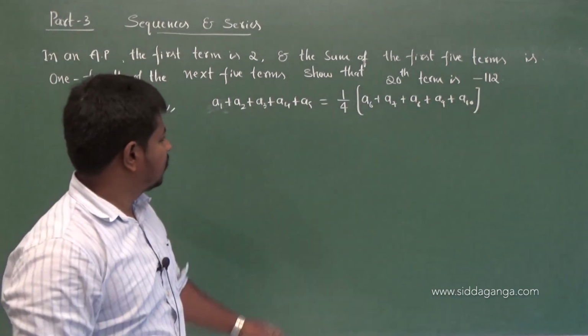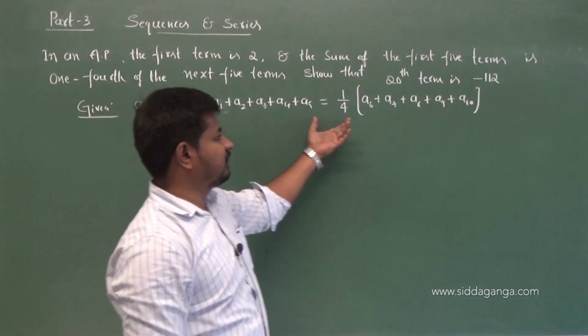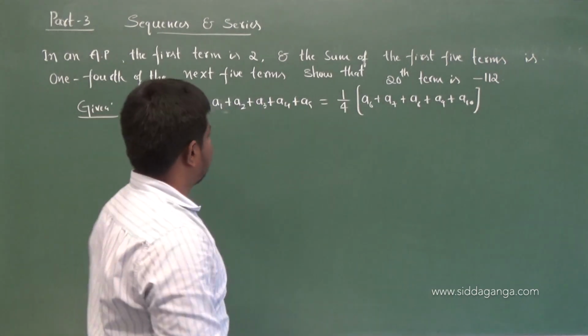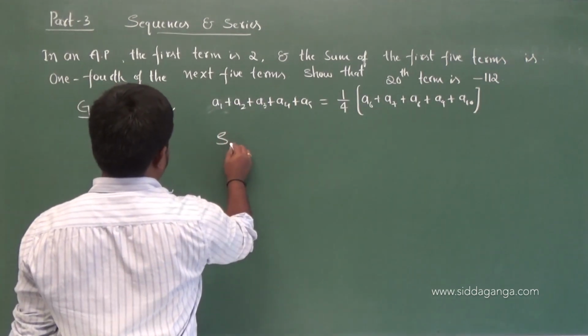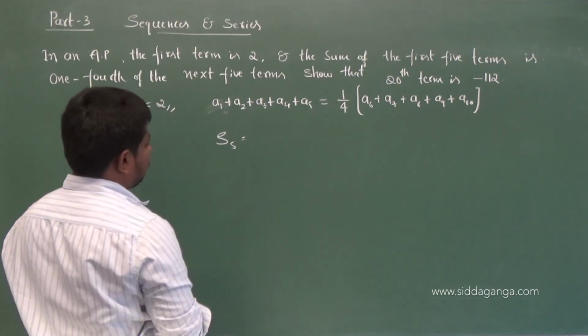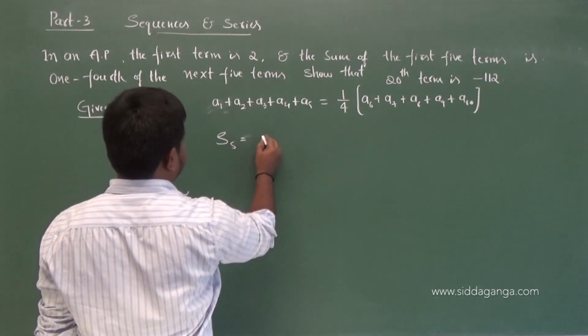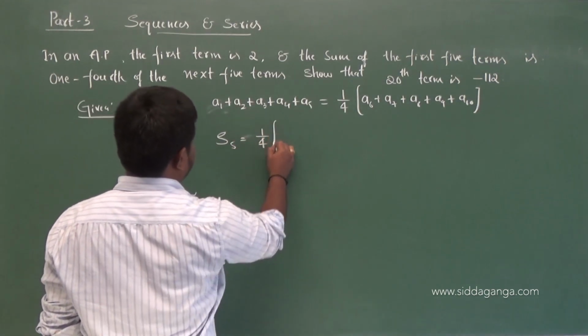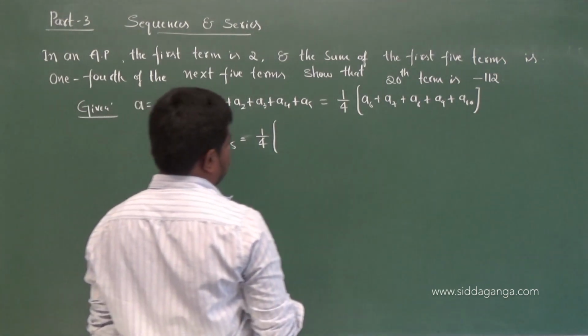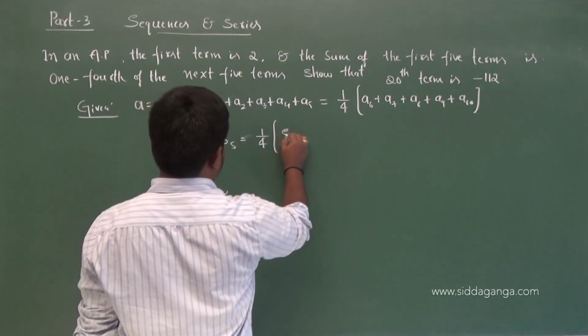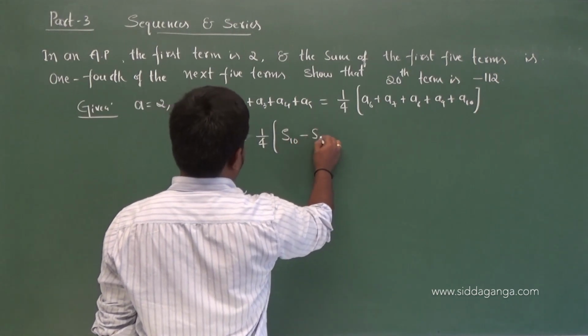The sum of the first 5 terms is 1/4 of the sum of the next 5 terms. The sum of the first 5 terms I can write as S5. And this is equal to 1 by 4 times the sum of the next 5 terms. The sum of the next 5 terms I can write as S10 minus S5.